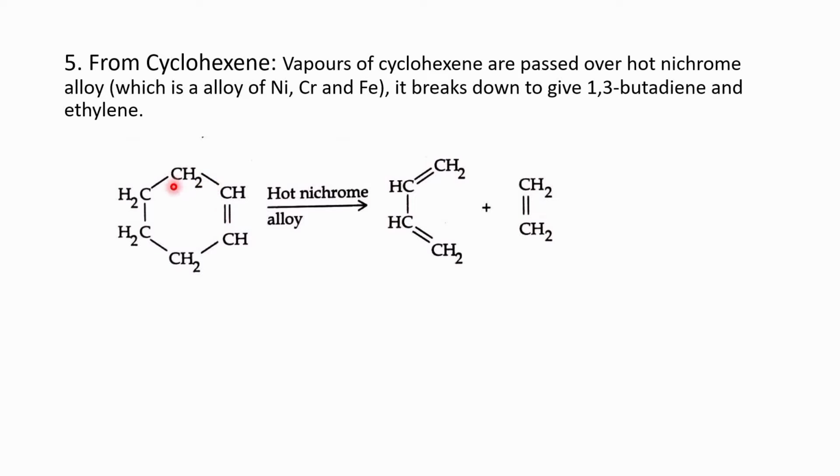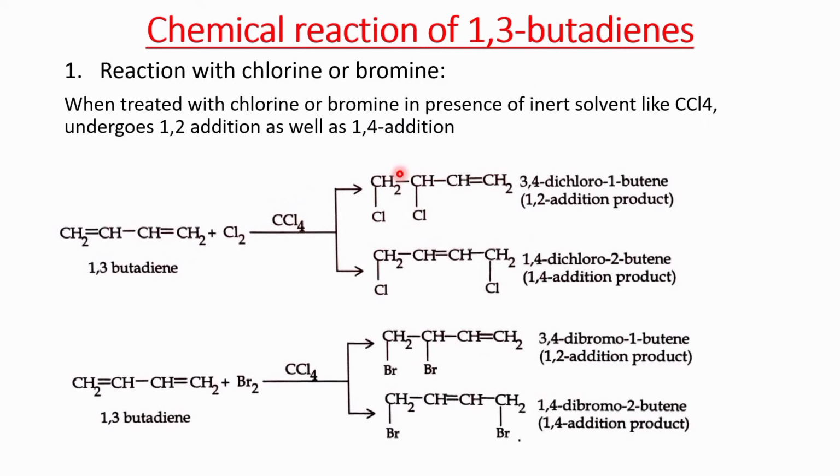So, when the vapors of cyclohexene are passed over hot nichrome, nichrome is an alloy made up of nickel, chromium and iron. So we are passing this cyclohexene over this alloy and we are getting this ring opening process. This ring is getting opened. It is broken from here and from here, and we are getting 1,3-butadiene. So these are the preparations of 1,3-butadiene.